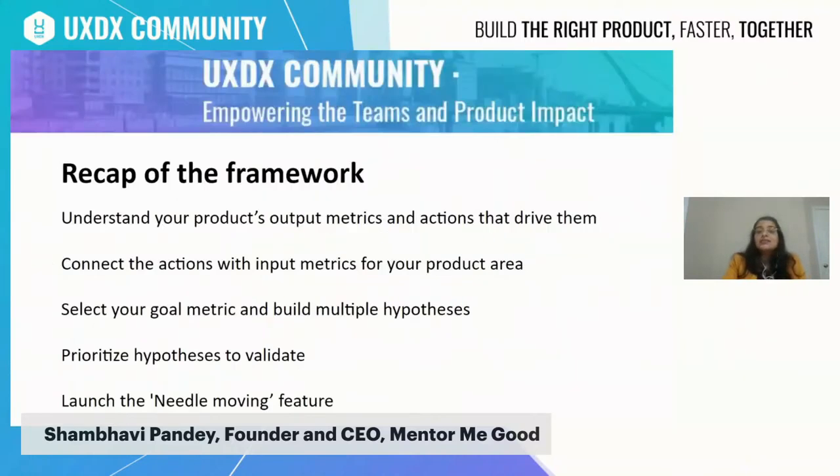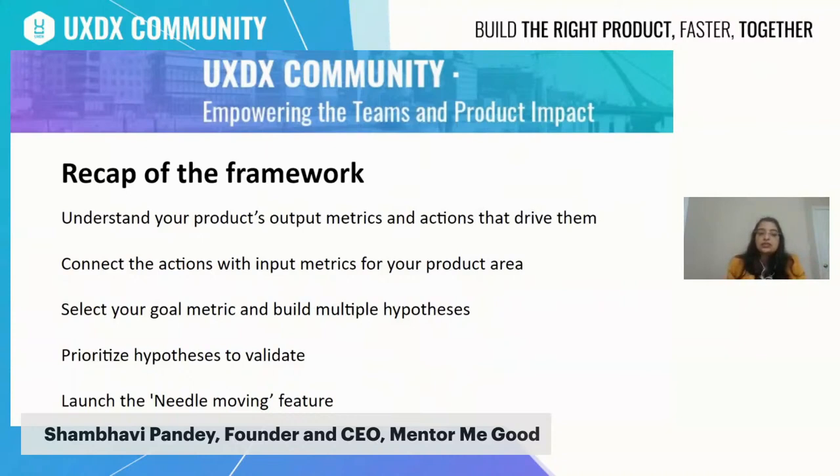So that takes me to the end of the 5-step framework. This is a quick recap. The first step is to understand your product's output metrics and the actions that drive them. From the actions, you come to the input metrics. So connect the actions with the relevant input metrics.